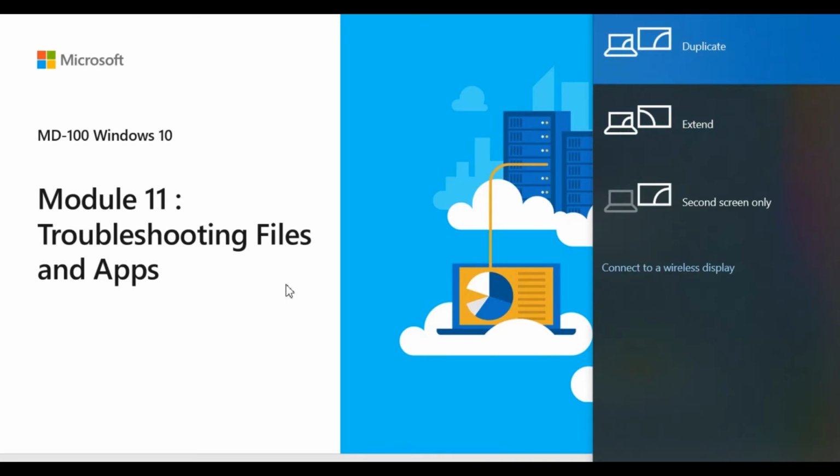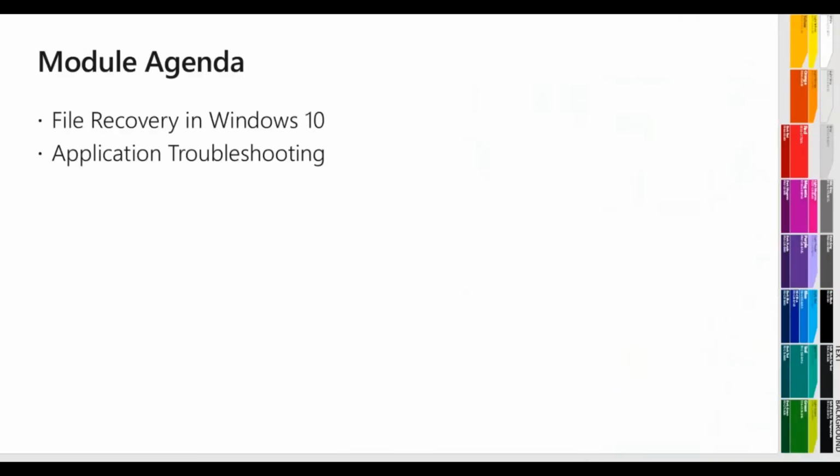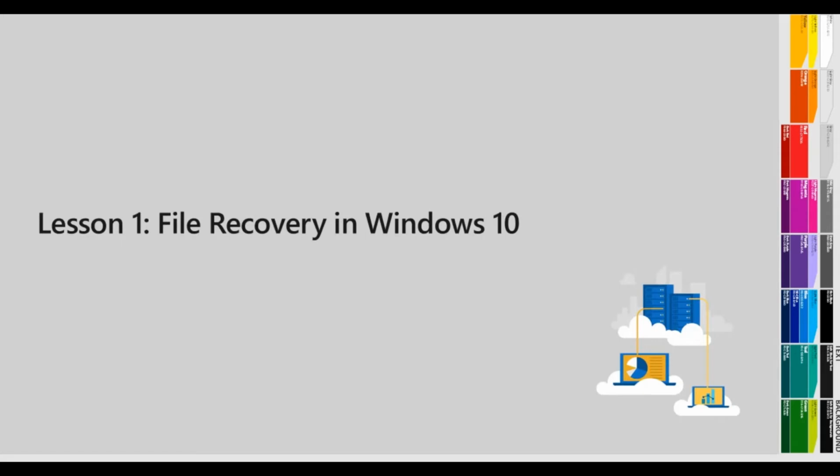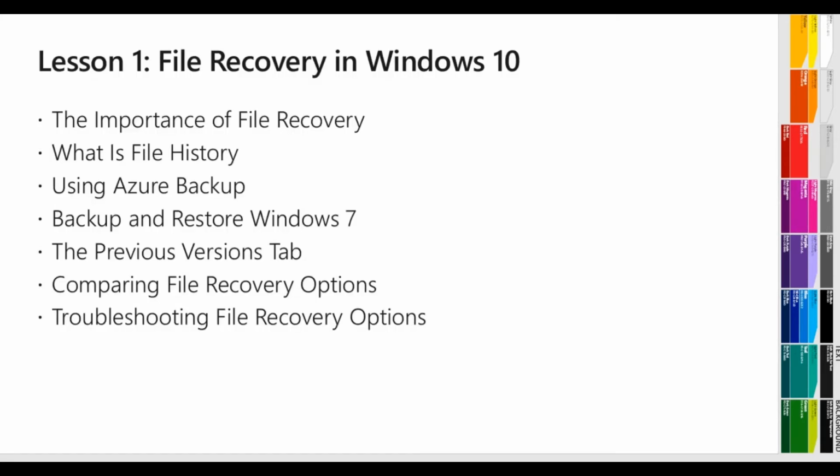So in this section we're going to look at some troubleshooting steps: recovery in Windows 10 and applications troubleshooting. These topics we're going to look at. File recovery in Windows 10. In this section, we're going to look at the importance of file recovery, what is file history, Azure backup, backup and restore in Windows 7, the previous versions tab, comparing file recovery options, and troubleshooting file recovery options.